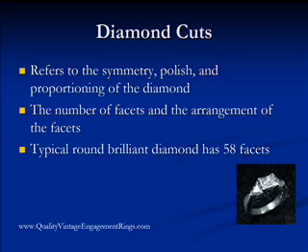Diamond cut refers to the symmetry of the stone and also the polish and the proportioning of the diamond. The number of facets and the arrangement of the facets is also taken into consideration, but that does change a bit depending on the shape of the diamond and the size and other things. For example, a typical round brilliant diamond has about 58 facets, but other shapes of diamonds may have a different number of facets.